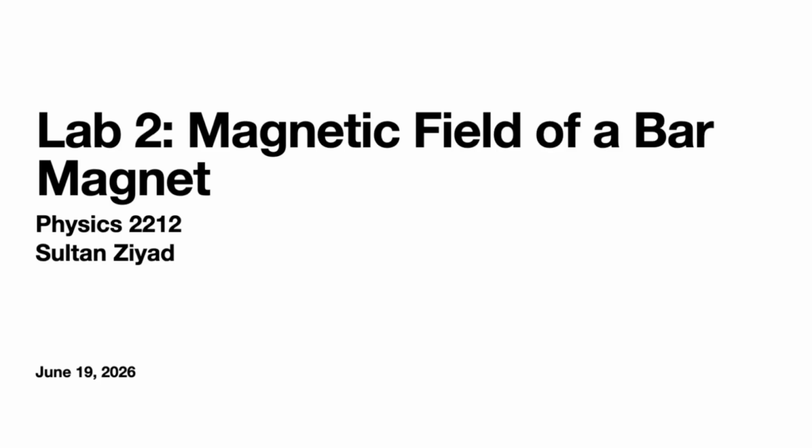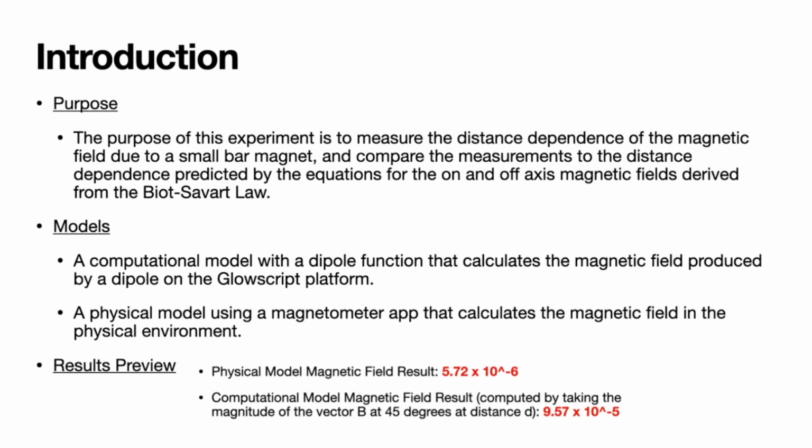This is lab 2, magnetic field of a bar magnet. The purpose of this experiment is to measure the distance dependence of the magnetic field due to a small bar magnet and compare the measurements to the distance dependence predicted by the equations for the on and off axis magnetic fields derived from the Biot-Savart law.